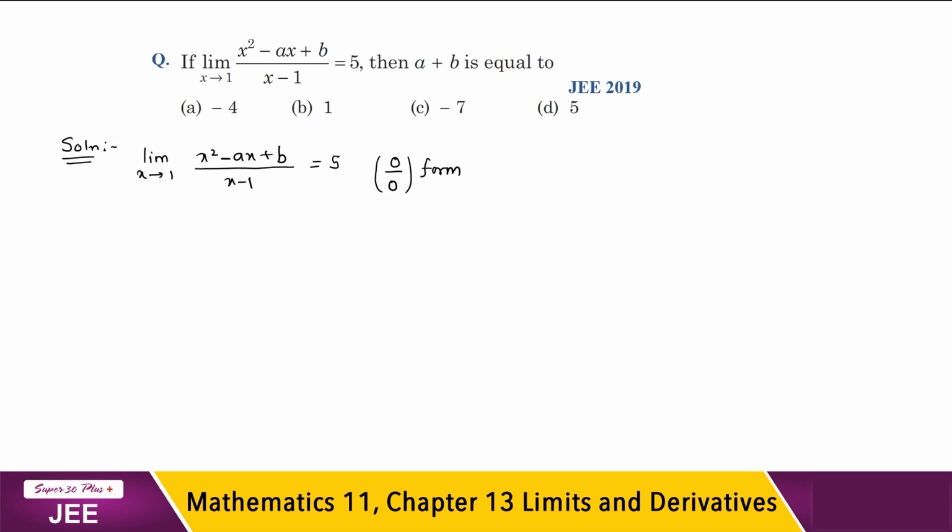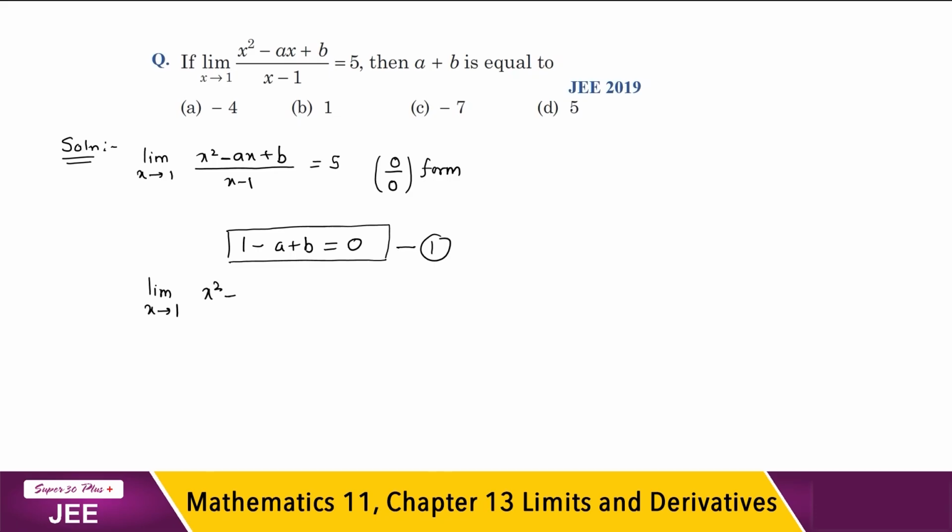Alright students, because it has been given that limit exists and it is equal to 5. So simply we have got that when x approaches 1, we have 1 minus a plus b. So 1 minus a plus b has to be equal to what? 0. So let us consider that this is relation number 1 that we have got between a and b. In order to determine the limit, let us do some manipulation.